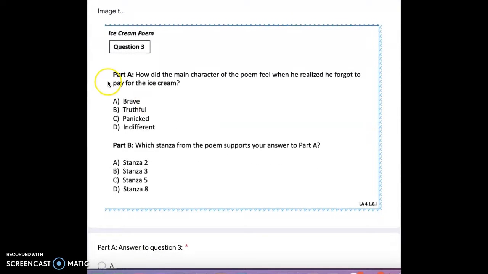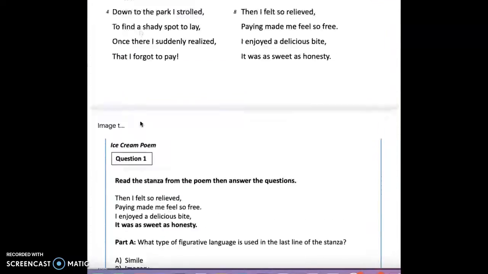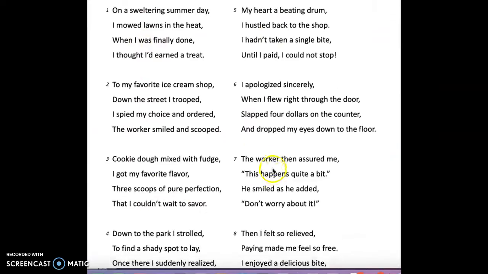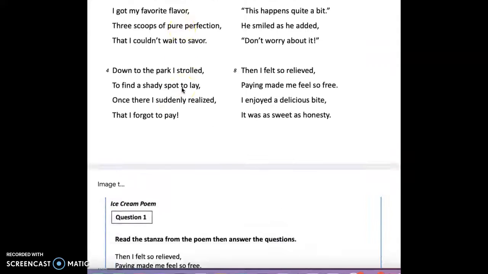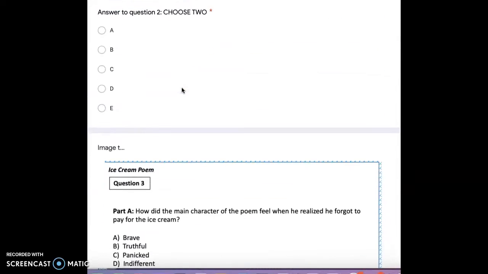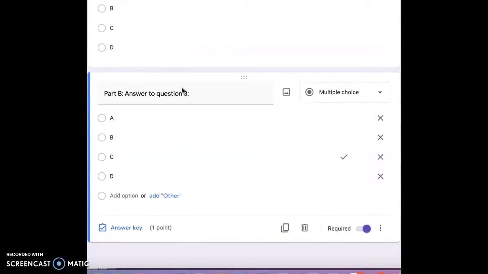Question 3, you've got a Part A and a Part B. Remember, Part B supports Part A, so you have to put, well, how do you think the main character of the poem felt when he realized he forgot to pay for the ice cream? And then which stanza supports your answer? So how does he feel? And then go up and find which stanza supports that, which number. And then you answer there.